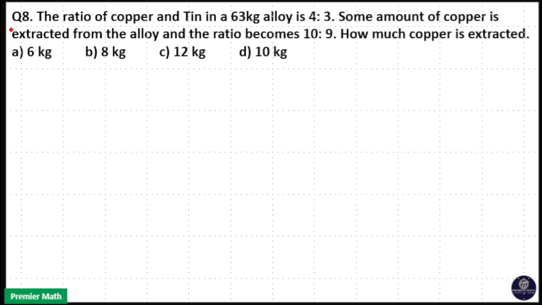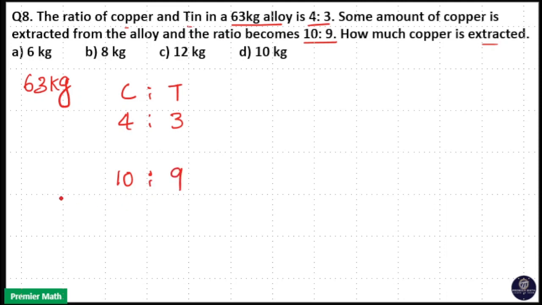Next is question number 8. The ratio of copper and tin in a 63 kilogram alloy is 4:3. Some amount of copper is extracted from the alloy and the ratio becomes 10:9. How much copper is extracted? Initially there was a 63 kilogram alloy, and copper and tin in that alloy are in the ratio 4:3. After extracting copper, the ratio becomes 10:9. That means tin will be the same in both cases.